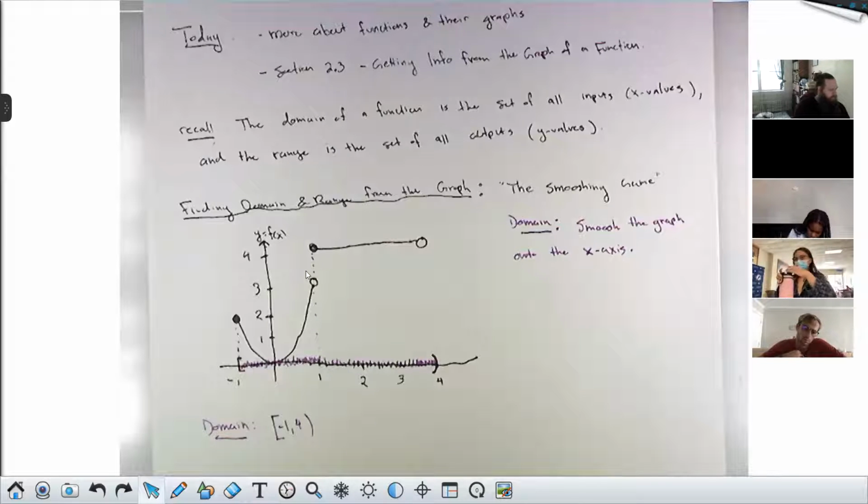The range is a little bit more complicated for this particular function, but it's not that bad. We're going to do the same sort of thing to find the range.